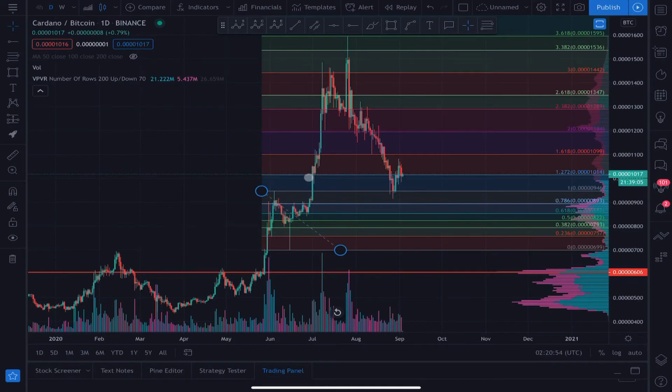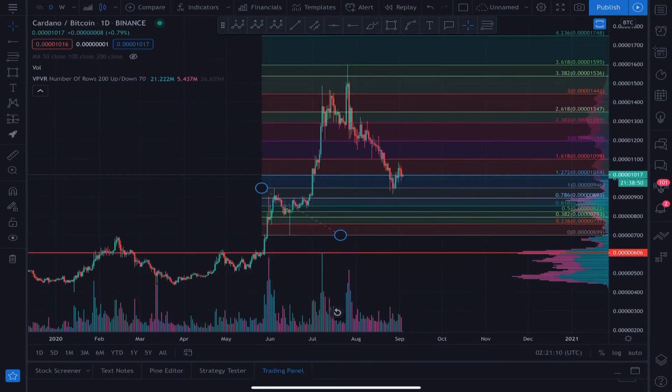So on the 1.272, it went up, and then it retested that level, and it came up and it met the 1.618 as resistance. These show up all the time. Does it mean that it's going to stop? Well, obviously not. But, you know, it shows up all the time.